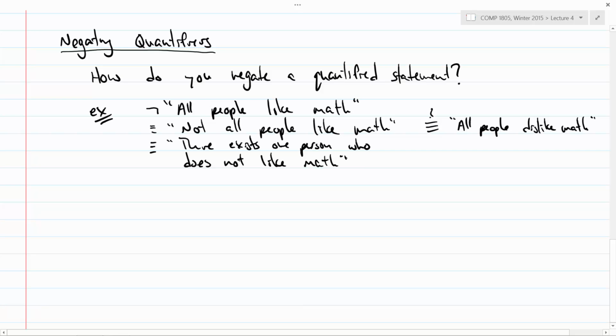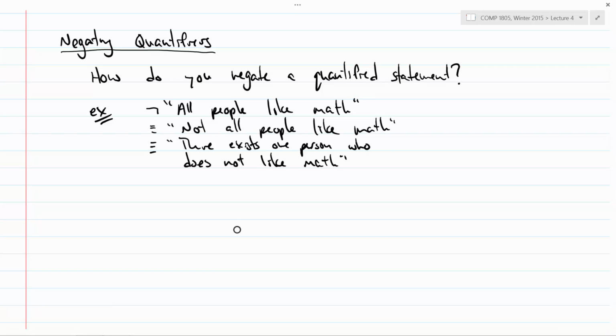What about on the other side? All people dislike math. When is that true? Yeah? Yeah, there does not exist a person who likes math. So that right there should tell you that in fact these two things are not going to be the same, right? This statement that all people dislike math is not exactly the same as the other statement. All right, so that's good.